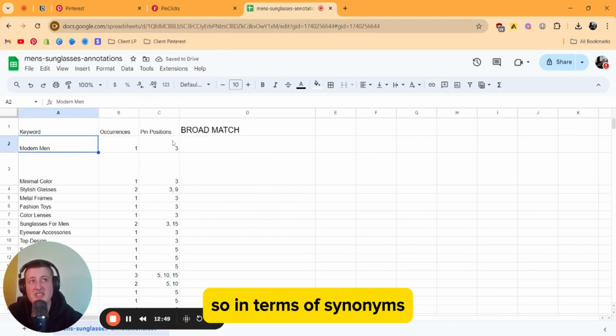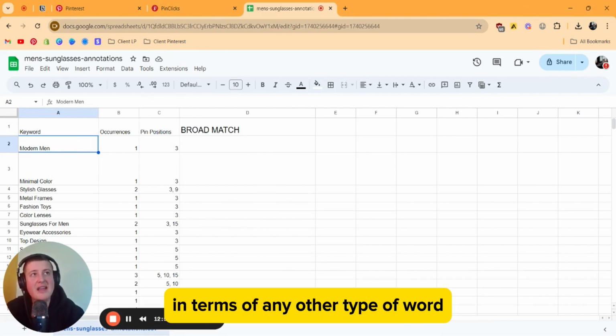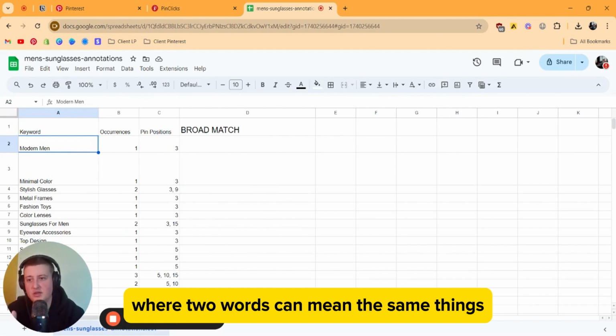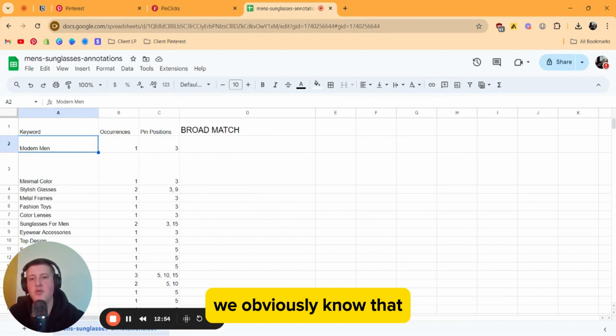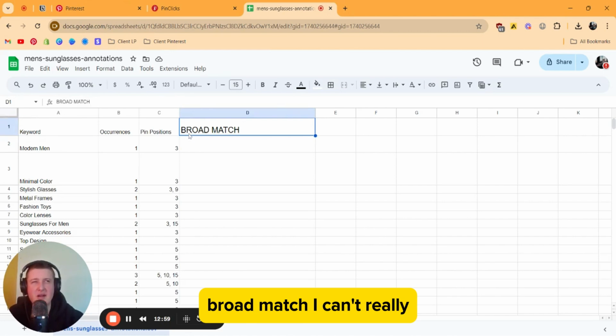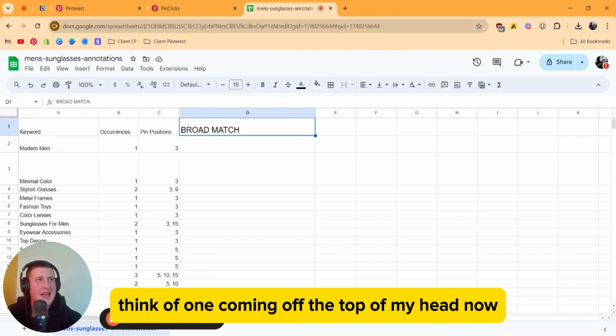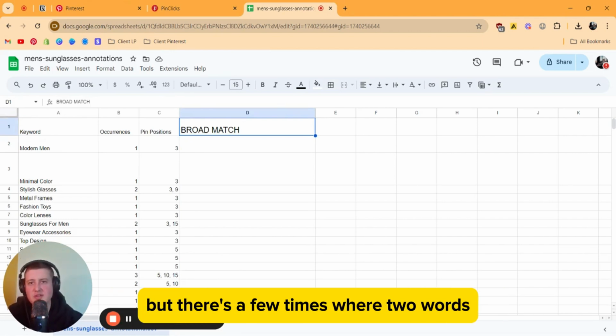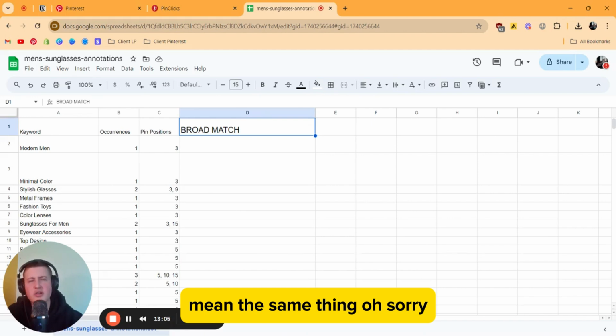So in terms of synonyms, in terms of any other type of word where 2 words can mean the same things, we obviously know that we need to be a bit more careful with that broad match. I can't really think of one coming off the top of my head now, but there's a few times where 1 word means 2 things. So you need to be careful with that.